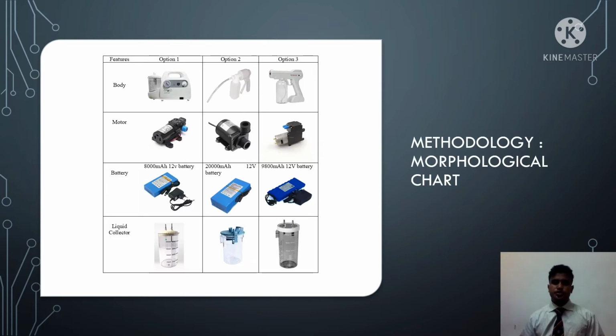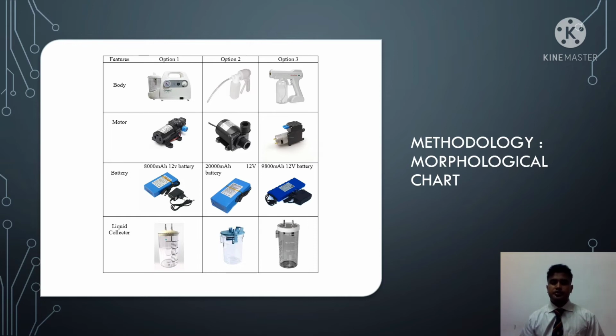This chart is used to make a comparison and produce a sketch based on the designs available on the market. As we can see here on this chart, we have three types of options. For the body, we have three types that have different size and dimension. As for the motor, all of the motors have the same specification that will suffice for the portable suction device.